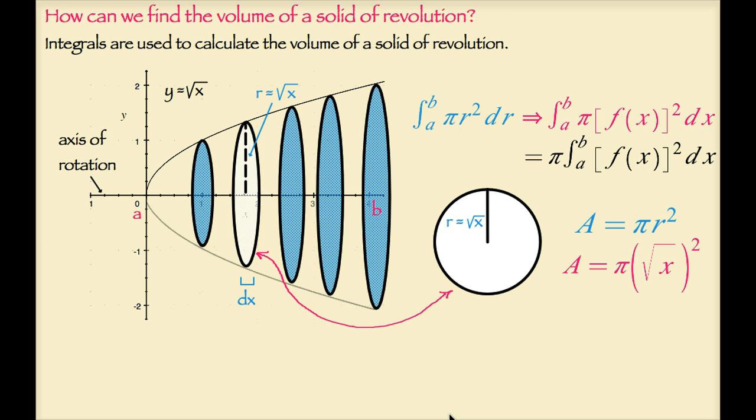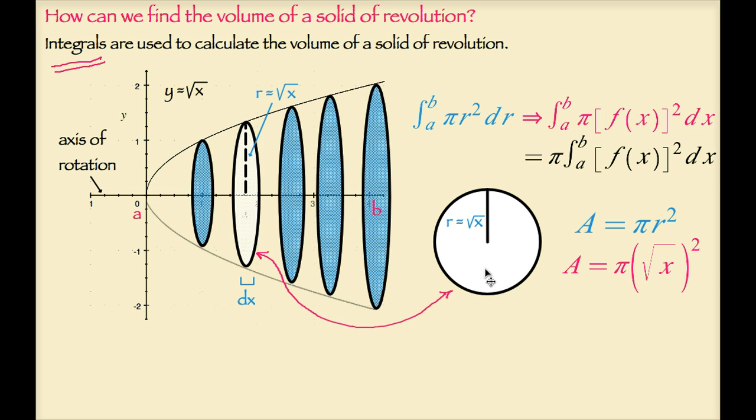How can we find the volume of a solid of revolution? Integrals are used to calculate the volume of a solid of revolution. Notice I have here the curve y equals the square root of x. The axis of rotation is the x-axis. If I rotate this curve around the x-axis, this solid of revolution is generated. The cross-sections perpendicular to the x-axis are circles. I have a few representative circles drawn here, but there would be an infinite number of circles from A to B on this interval. Every function value on the curve would represent a radius of one of those circles.